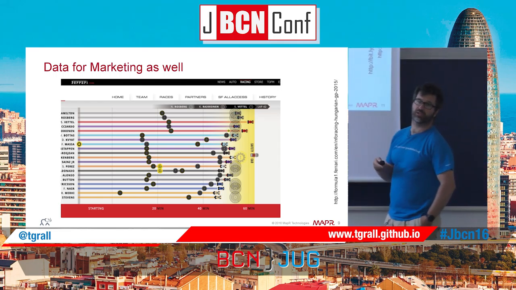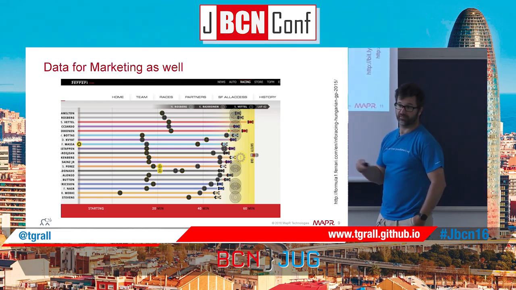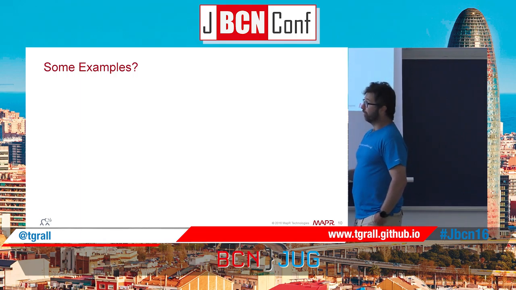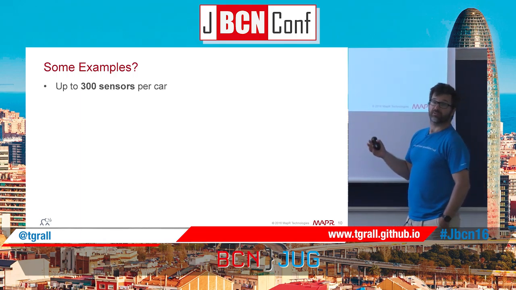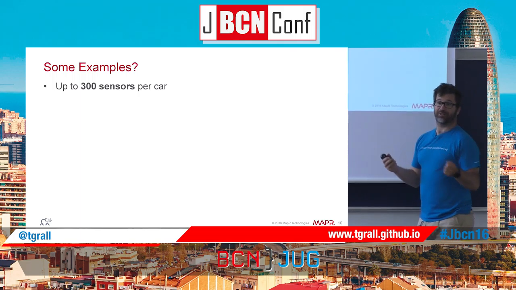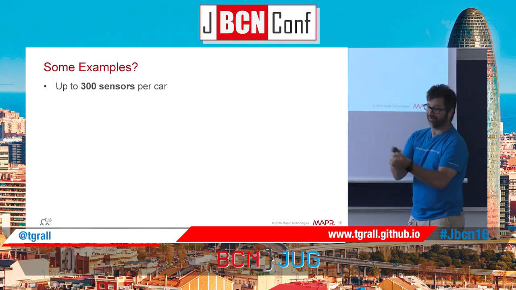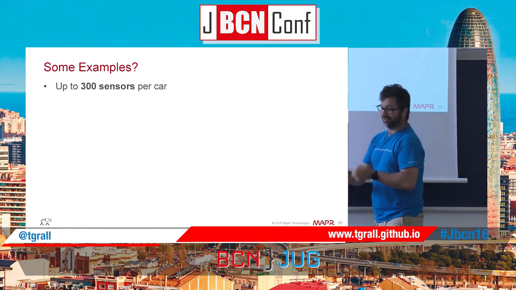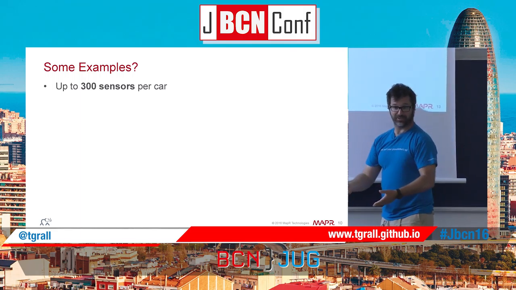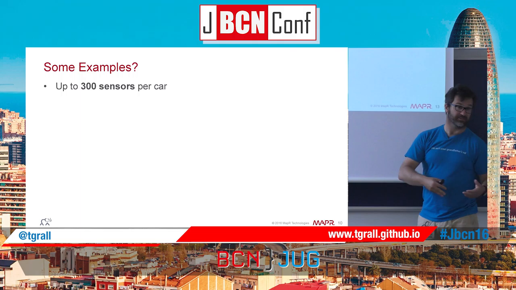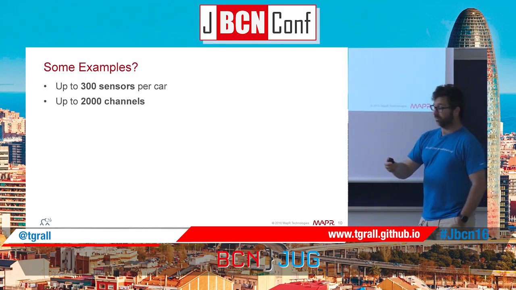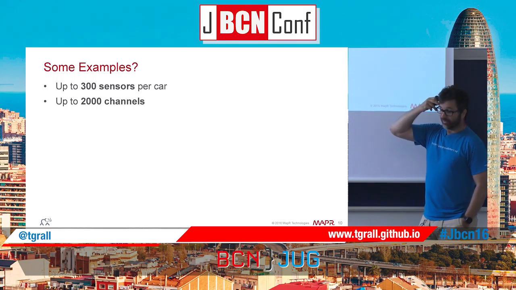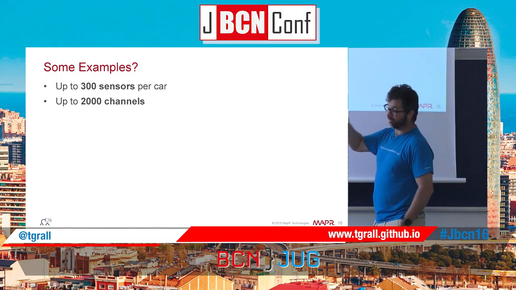And I took the example of Formula 1 because you find cubic data. On a car, you can have up to 300 sensors: in the steering wheel, in each brake, in each tire, in many places in the engine. So up to 300 sensors. That means you want to communicate quickly with the paddock in real time.